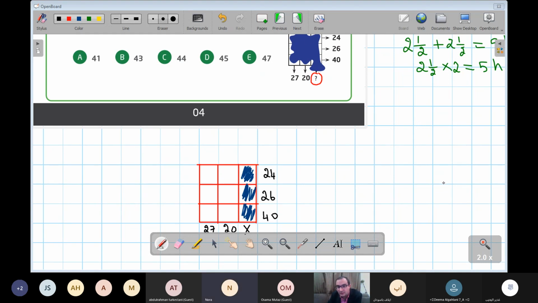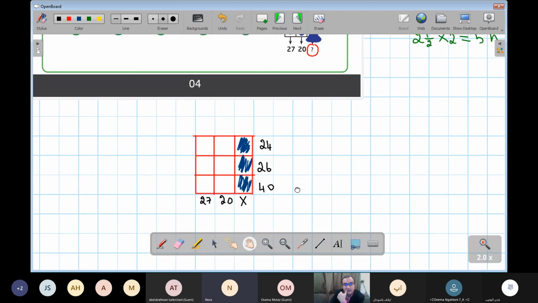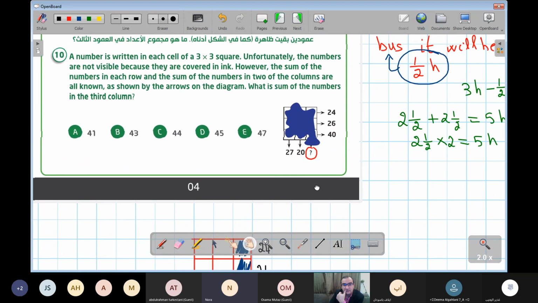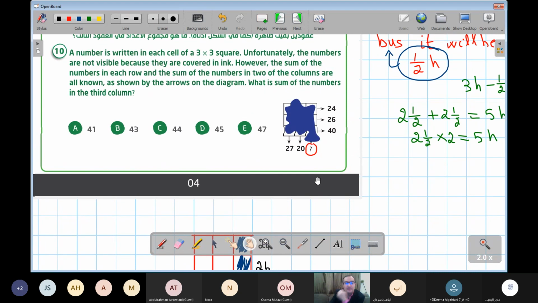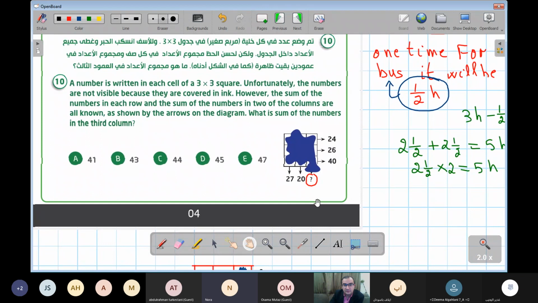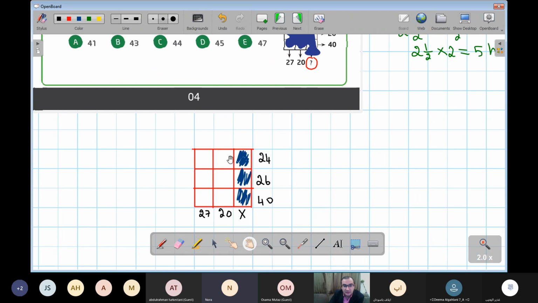I'm not sure, because if they want us to get the missing number here, so yeah. Can you go up to the question again? They want the sum in the third column. Right, the sum means what it equals to? Yes. The sum of 3 boxes here. Noura, look at this square.